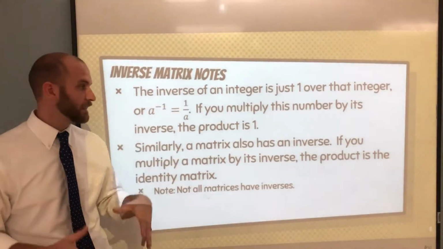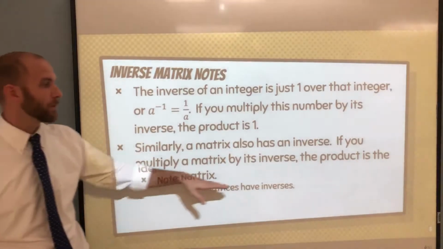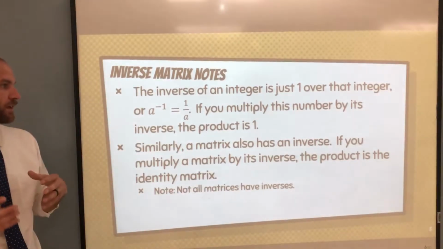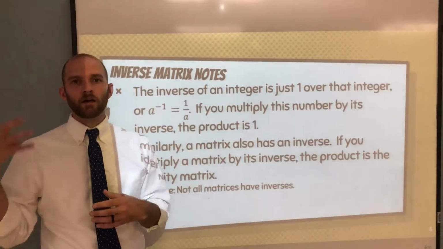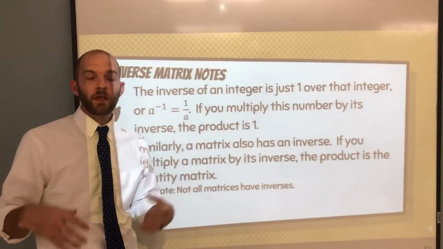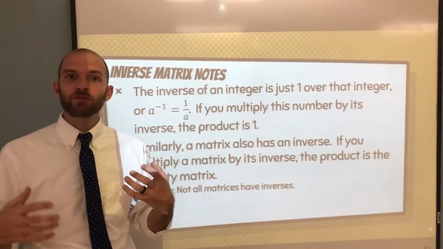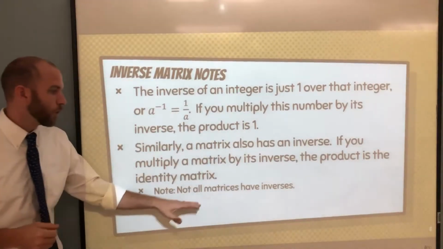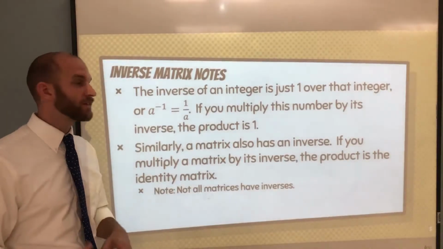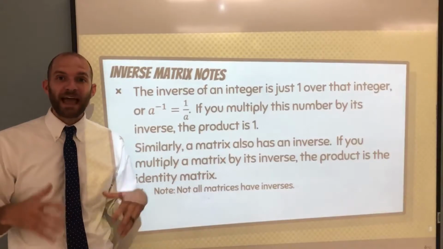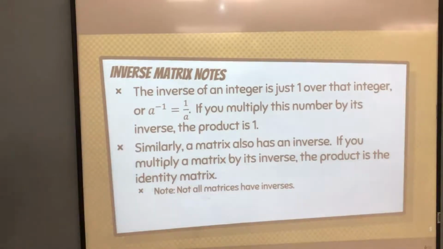Similarly, a matrix also has an inverse. If you multiply a matrix by its inverse, the product is the identity matrix. Instead of multiplying a number by its inverse and getting 1, if you multiply a matrix by its inverse, you get the identity matrix. Note, not all matrices have inverses. So we're going to look and see how to figure out if a matrix actually has an inverse or not.